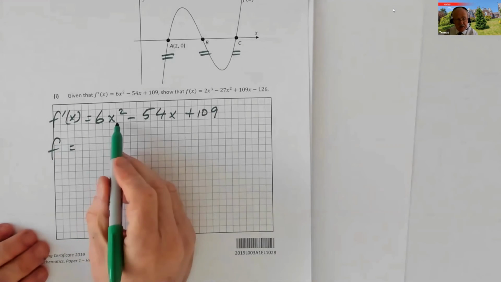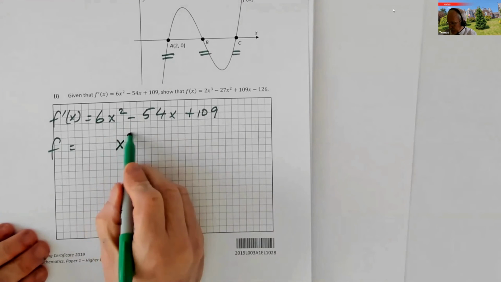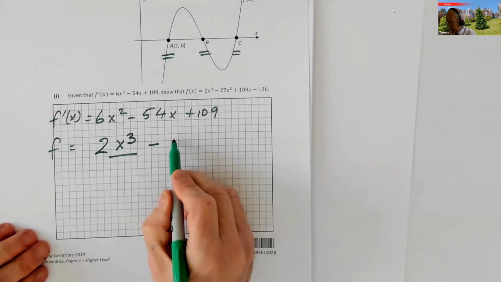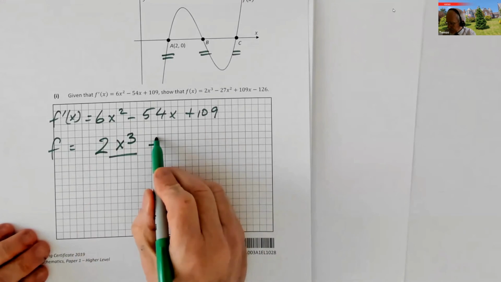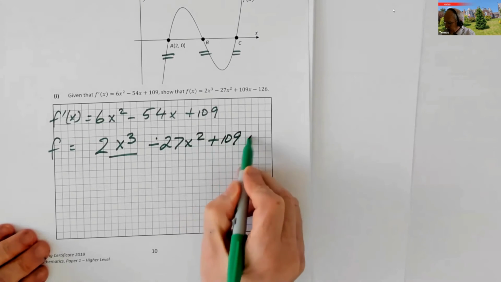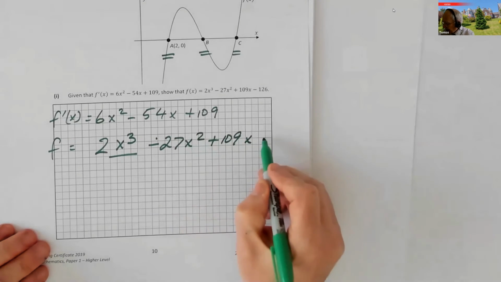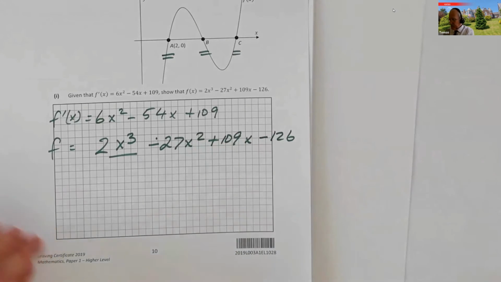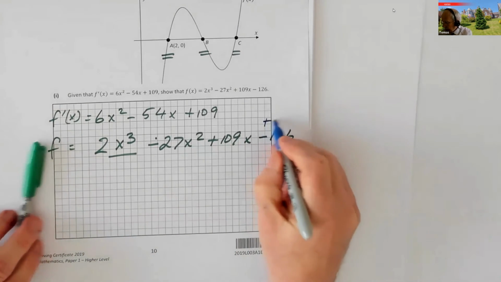And how would you do that? You change the x squared to x cubed, divided by 3 and multiply by 6. The 54x will be x squared over 2, so that'll be probably minus 27x squared. The 109 would be x. But you've got to prove that it's equal to this, there's a minus 126 there, that the plus c bit is equal to that.